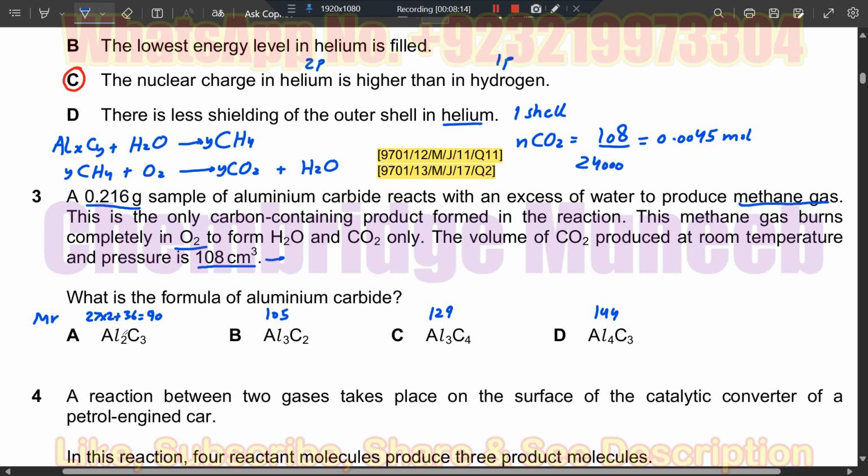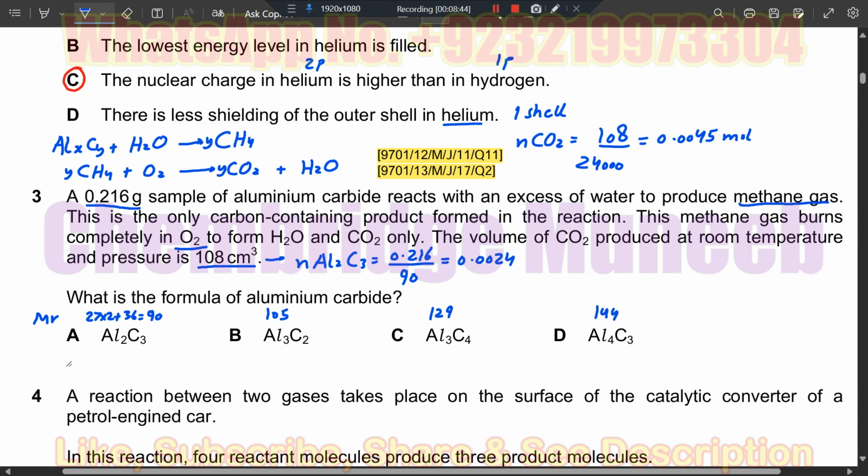Now I have calculated the MR values. Now I have to find out the moles. The mole of the first compound Al2C3 is calculated as mass divided by MR, and its mass is given. It is 0.216. So 0.216 divided by the MR value, which is 90, comes out to be 0.0024. Now this is the mole of the whole compound.